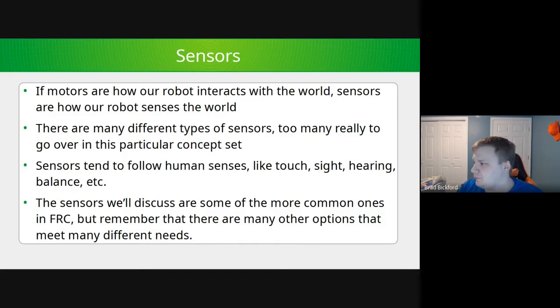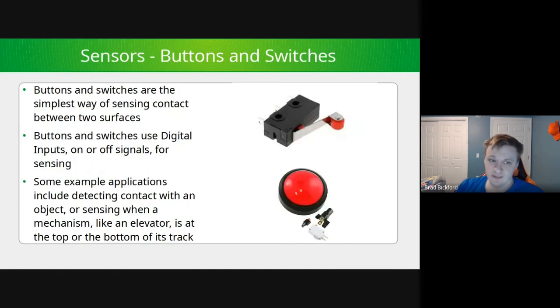And like I said, we're going to talk about some of the more common sensors very briefly for each type. And then if there are questions at the end, I can try to answer some specific questions. So the first type of sensors that we're going to talk about are buttons and switches, probably the most simple type of sensor that we could feasibly talk about.